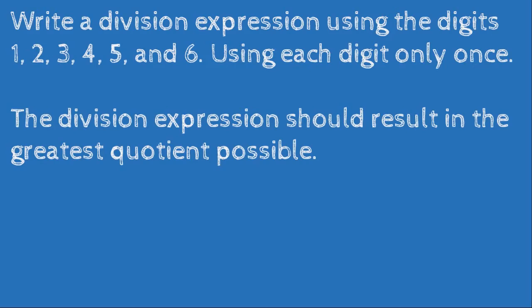Now, we have a tricky question. Write a division expression using the digits 1, 2, 3, 4, 5, and 6, using each digit only once. The division expression should result in the greatest quotient possible. So I can simply give you the answer. That would be 6,543 divided by 12.